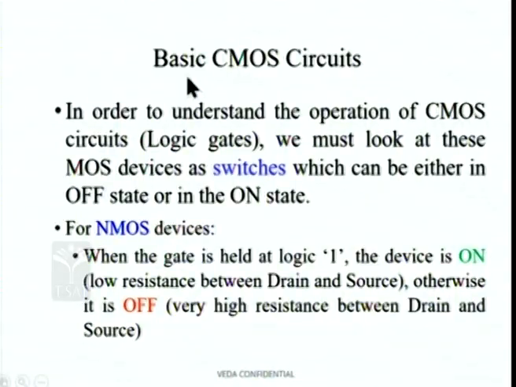We will continue with where we left yesterday, that is the basic CMOS circuits. This is a quick recap of where we stopped yesterday. I said that in order to understand the operation of the CMOS circuits, that is the logic gates, we must look at these MOS devices as switches, which can be either in the off or the on state. For the NMOS devices, when the gate is held at logic 1, the device is turned on, that is, a low resistance between drain and the source, otherwise it is off with a very high resistance between the drain and the source.